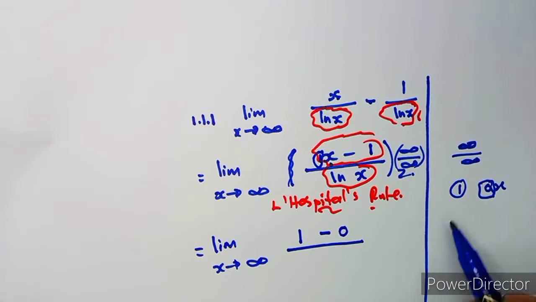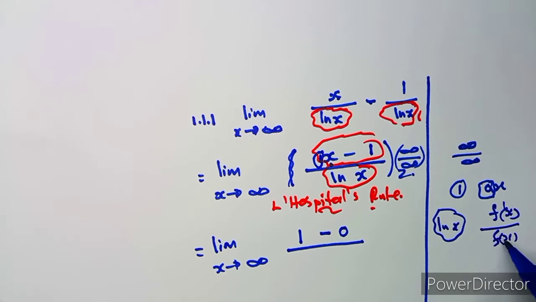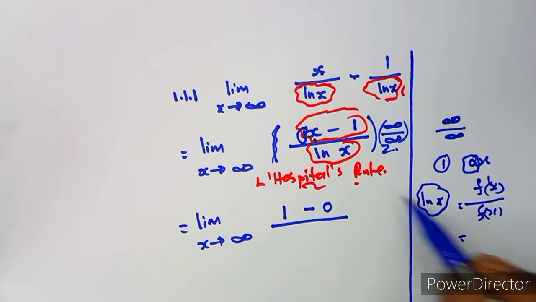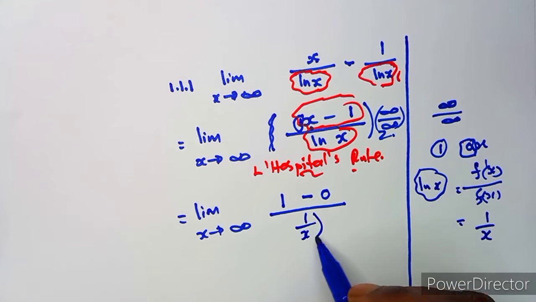Okay, what about the derivative of ln? Remember, if you are finding the derivative of ln, it's the first derivative of f of x over f of x. So it's just the first derivative over f of x. So the first derivative, that is 1 over x. So it's going to give us 1 over x like this.